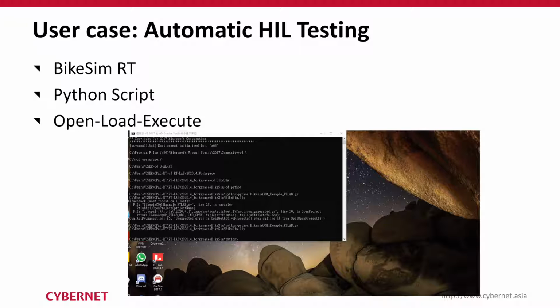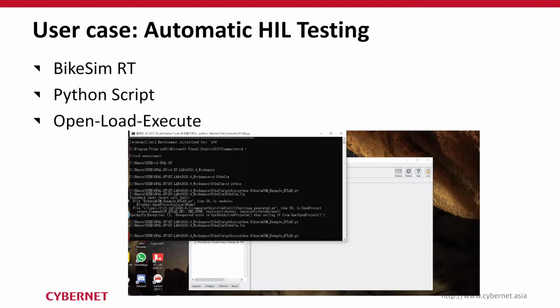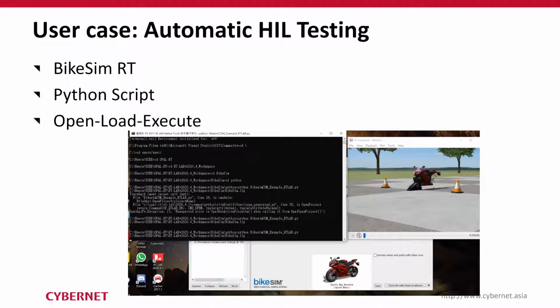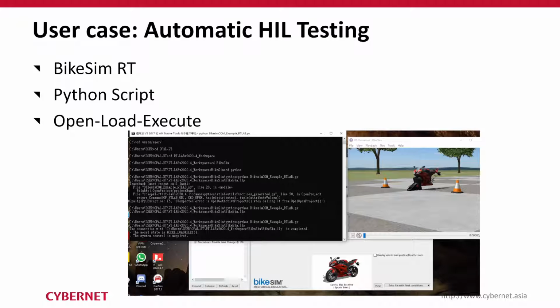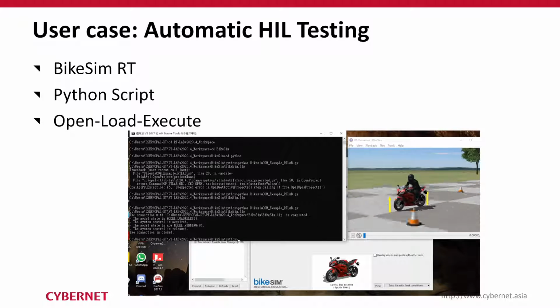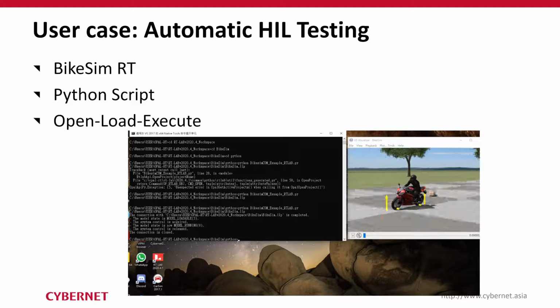In this case, we use Pricing RT, Opal RT, and Python to build up an automatic HIL testing. Since Pricing supports component model control from Windows, we use a Python script to open Pricing, load the model to target, and execute the simulation. In the video, I ran the Python script from the command line in Windows. After a few seconds, the Pricing software will be opened.